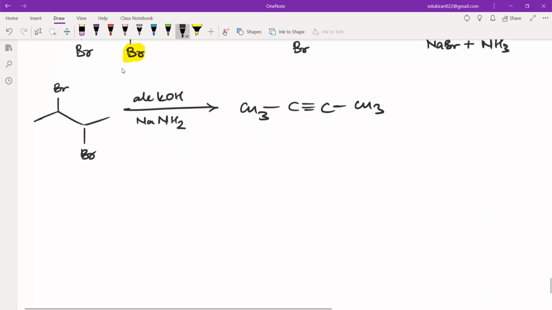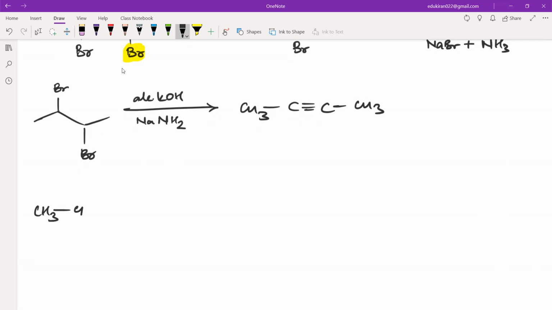But please remember, a cyclic structure is not formed. You will not get cyclic alkynes. Cyclic alkynes are not possible. Let us say you have... cyclic alkynes can be possible, but they are very unstable.